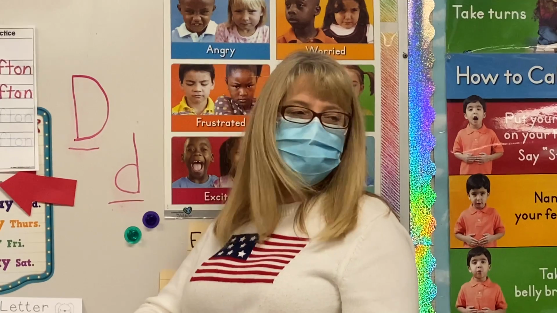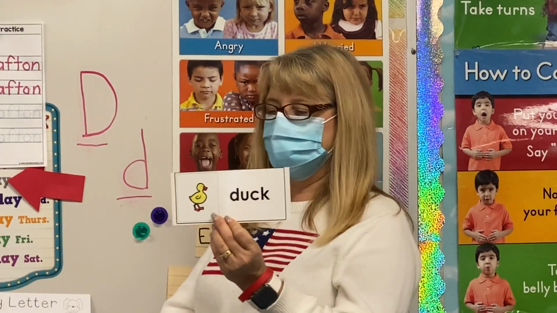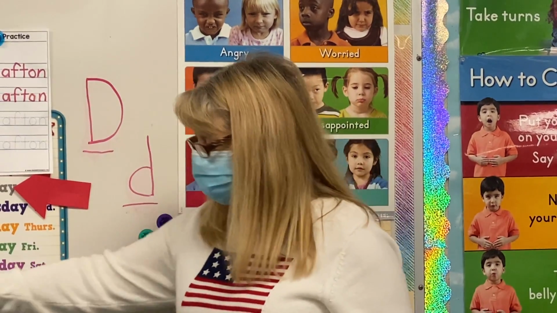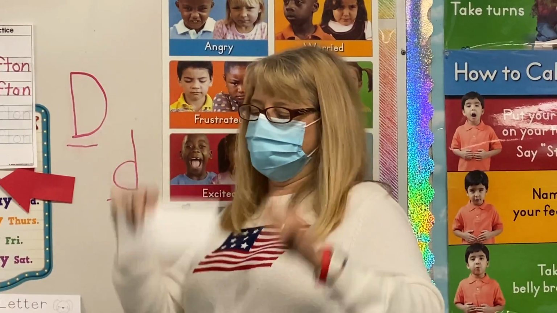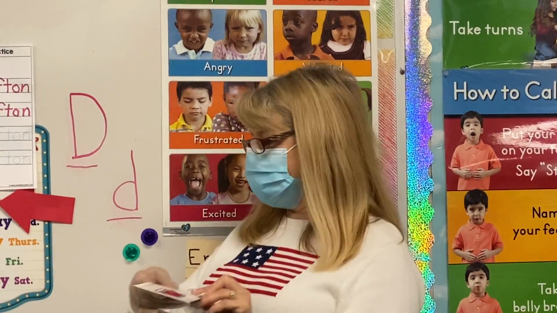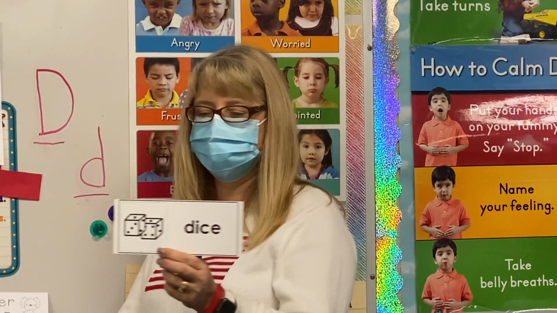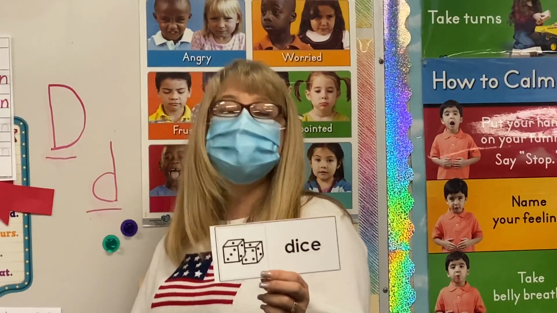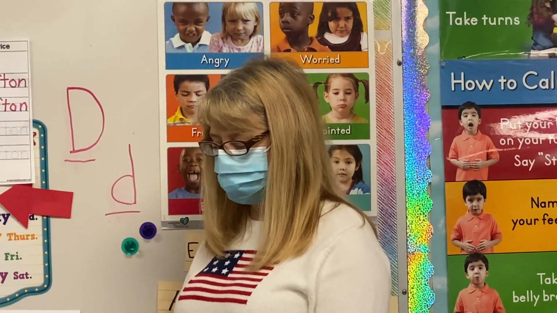Okay, this is another animal. It lives on a farm. What is that? Duck. It looks like Ducky. And this is a thing in a band, and you play it like this. Drum. Good job. Now these we use when we play a game. We roll them and it tells us how many spaces we get to move. You know what those are? Dice. Okay, now let's look at our D book.